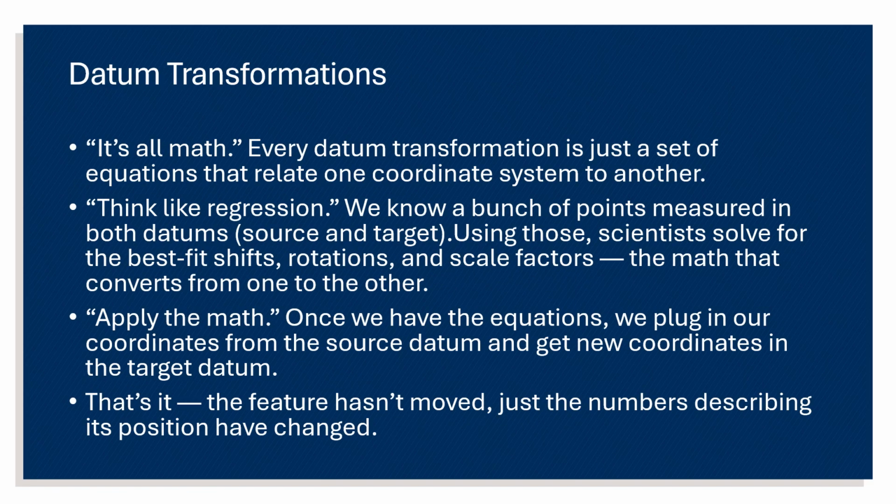Essentially, if you really cook this all down, it's all math. Every datum transformation is just a set of equations that relates one coordinate system to another. Personally, I think of it like regression. We know a bunch of points measured in both datums, the source and the target. Using those, scientists solve for the best fit, whether we shift or we rotate or we scale. It's the math that's doing the conversion from one to the other. And when we apply a transformation, we simply apply that math.